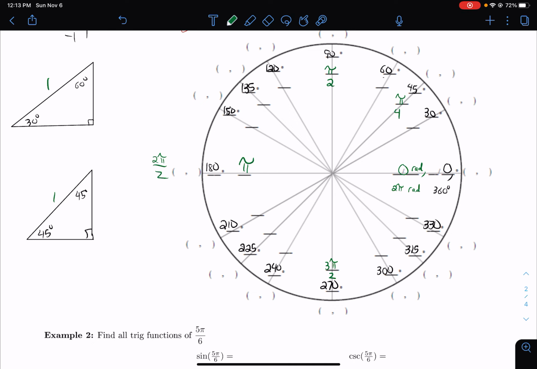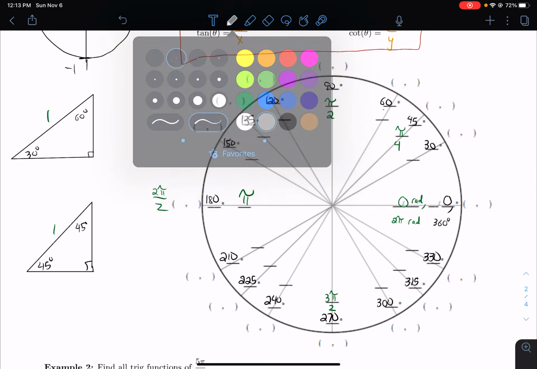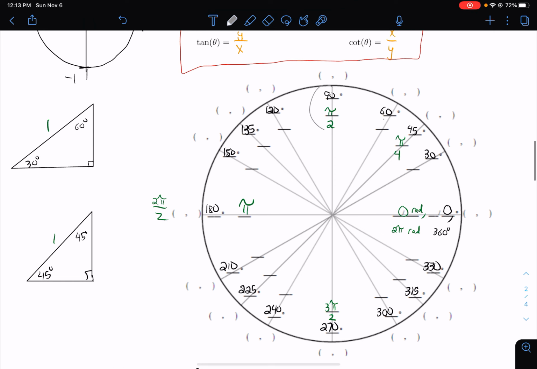That is pi over 4. Okay. So how can I get all of those pi over 4 multiples? Well, if that's pi over 4, getting to the 90 where this is, that would be 2 pi over 4. But 2 pi over 4 just simplifies to pi over 2. Okay, so this was going 1 pi over 4.